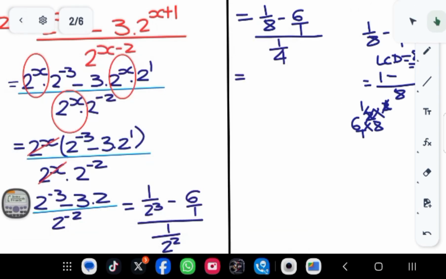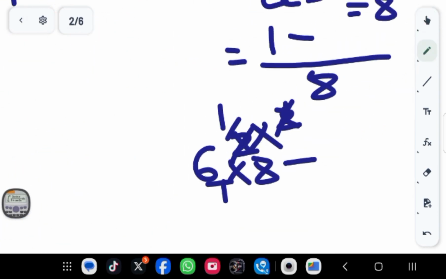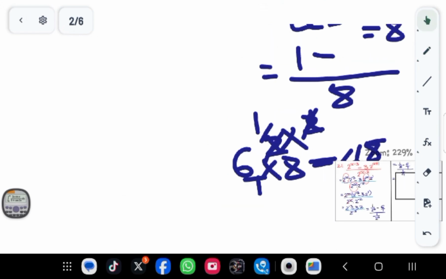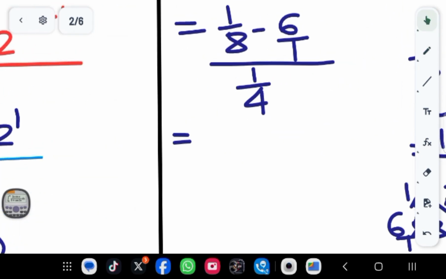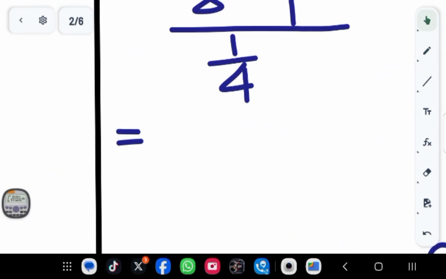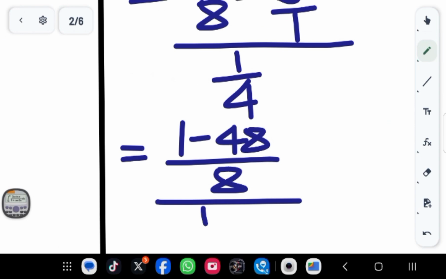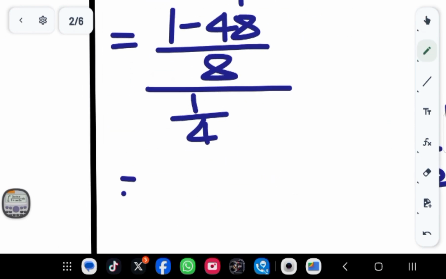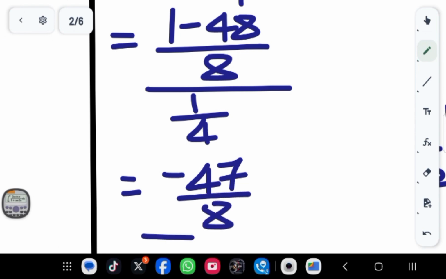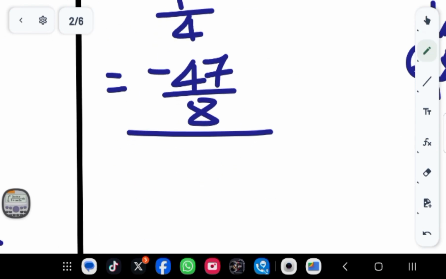So that will be 48. So that will be 1 minus 48, all over 8, all over 1 over 4. And that gives us 1 minus 48, that is negative 47 over 8, all over 1 over 4.